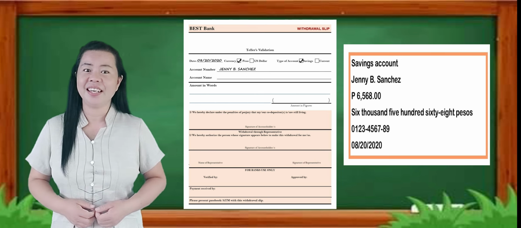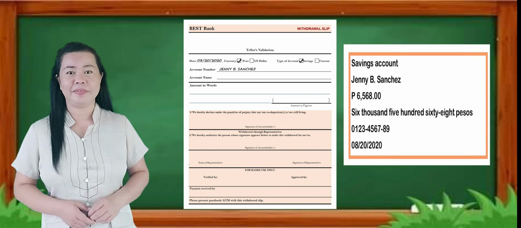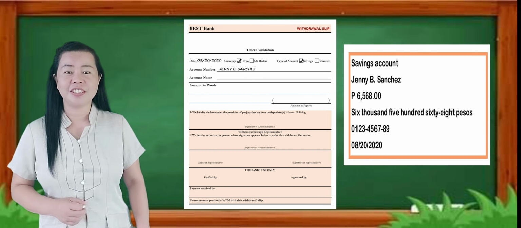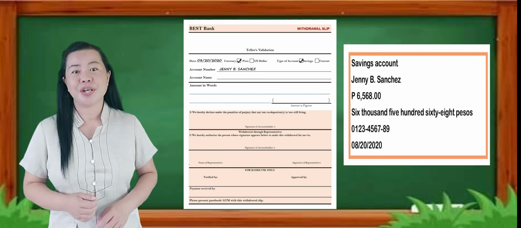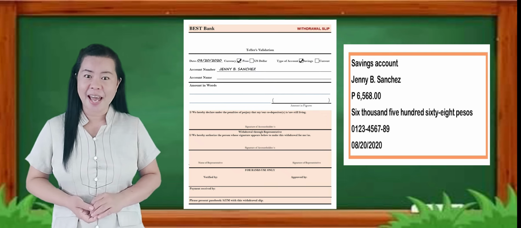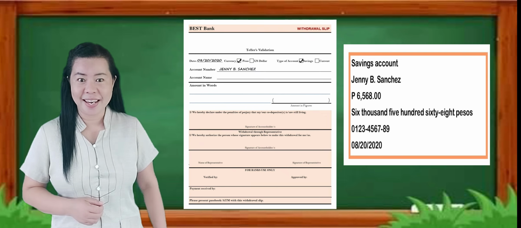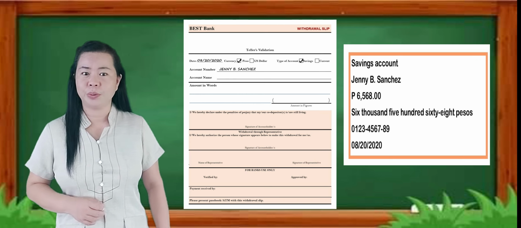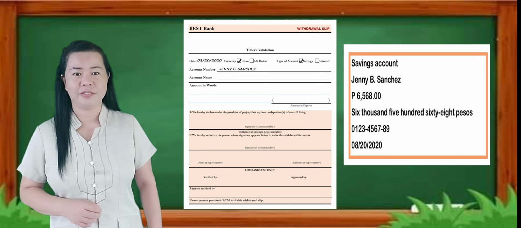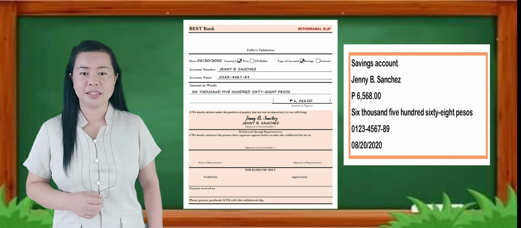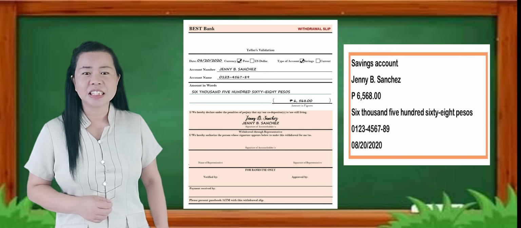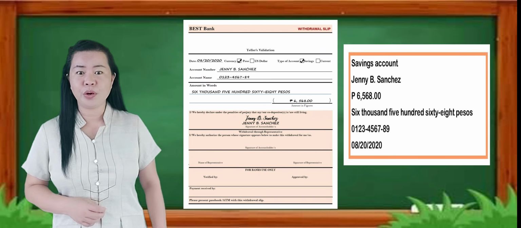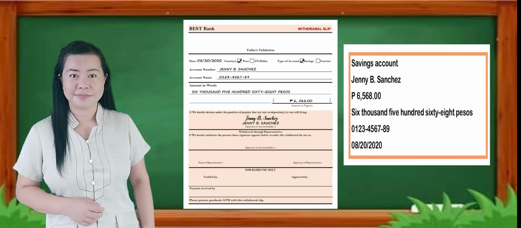As you can see, just like the deposit slip, it requires information such as date, currency, type of account, account number and name, and signature over printed name of the account holder or the representative. Its difference from the deposit slip is that it asks for the amount to be withdrawn in words and figures.